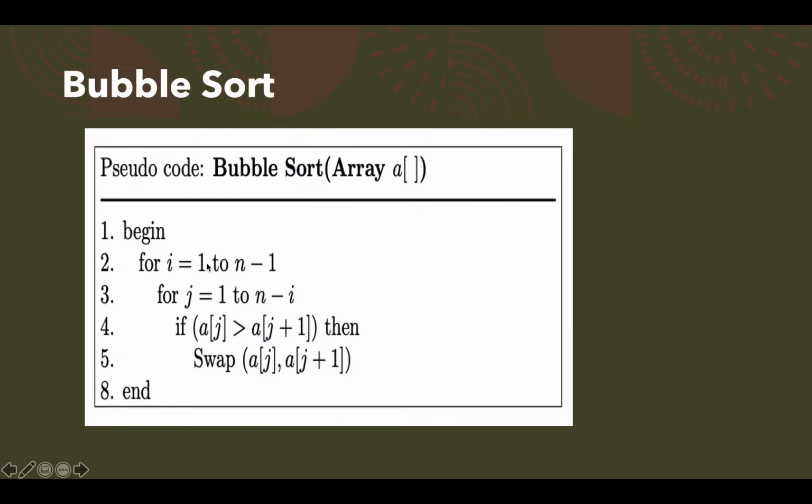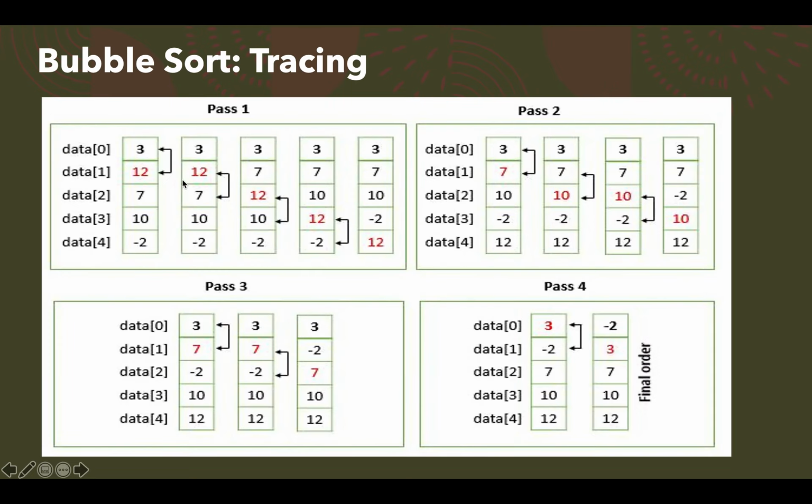Okay, so here you can see i equal to 1, and j is running from 1 to n minus i, right? So i is here 1, so n minus i times it is comparing. You can see here 3 and 12 are compared. When 3 and 12 are compared, it is already the correct ascending order, so your j is incremented. Then 12 and 7 are compared, and you can see it is swapped. Then 12 and 10, then 12 and 2, and you will complete pass 1.